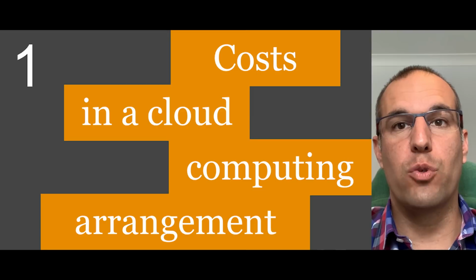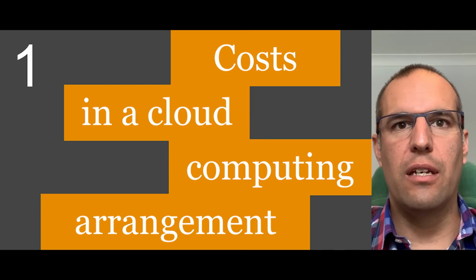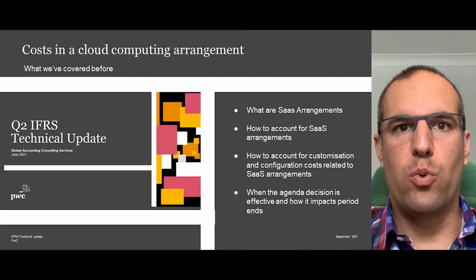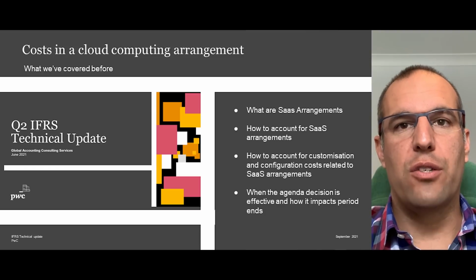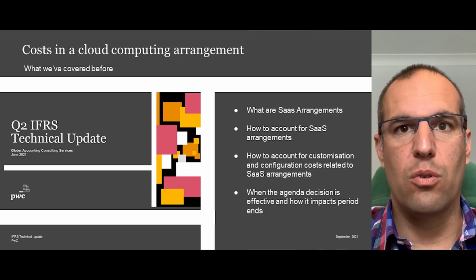As we've highlighted in our previous webcast, there were two agenda decisions, one in March of 2019 and another in March of 2021, dealing with cloud computing arrangements and specifically software as a service or SaaS. Please refer to our June 2021 webcast where we covered what SaaS arrangements are and how they're generally accounted for, how to account for customization and configuration costs performed by the SaaS vendor, a third party, or the entity themselves.